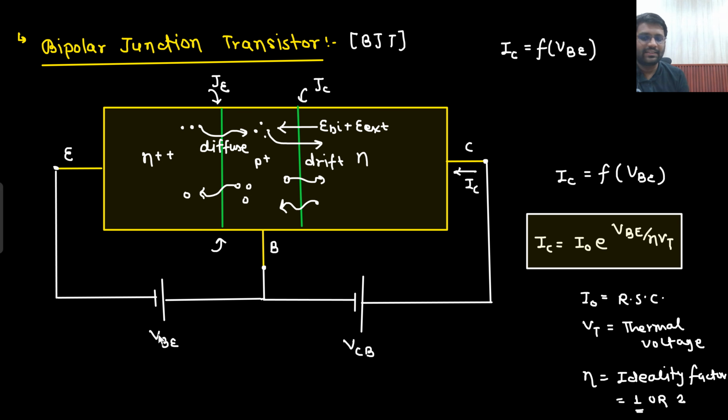So this IC depends simply on this VBE value, and this relation would come out. How this relation comes out, you don't need to care. A big derivation is there that we are not going to do here. Working is clear. Let's understand by the band diagram.